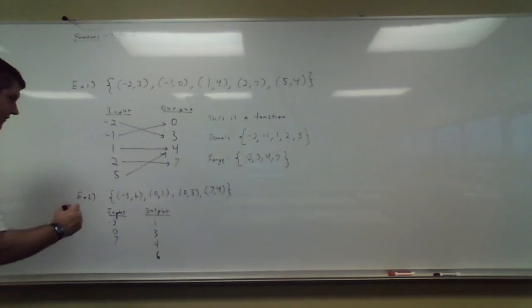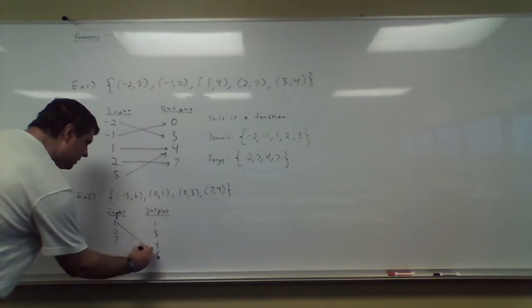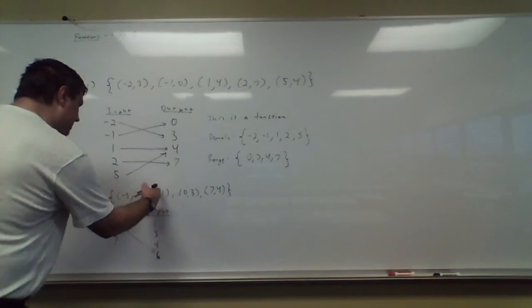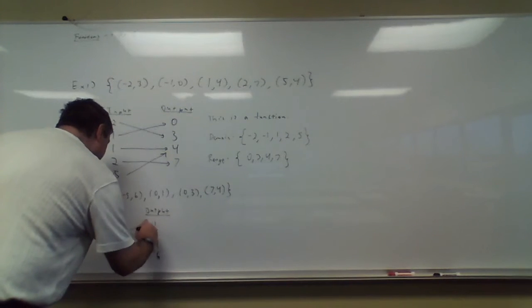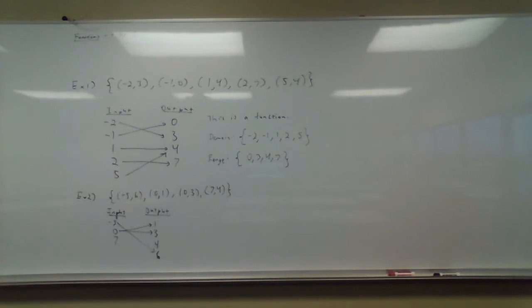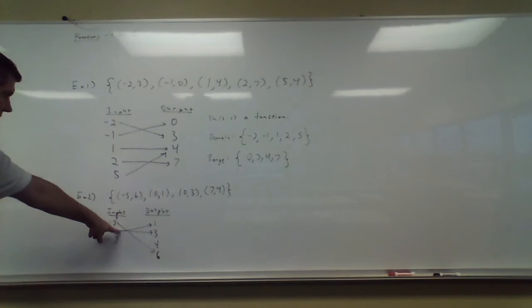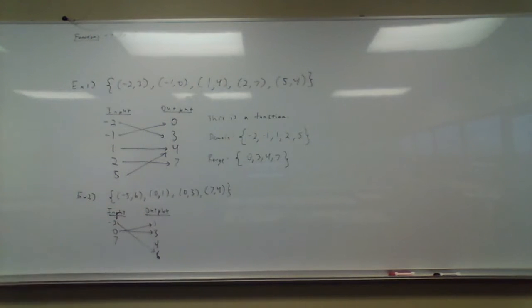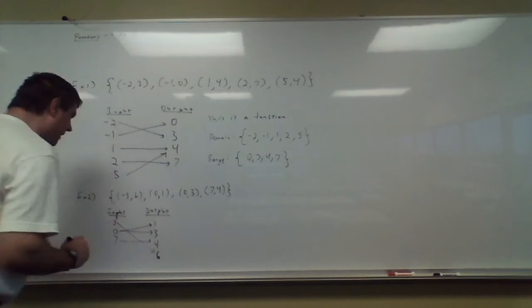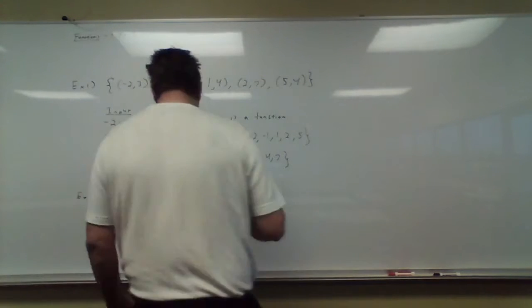All right, -5 is matched with 6. So far this is a function. 0 is mapped to 1. And then 0 is mapped to 3. This is not a function. That right there disqualifies us from being a function. This input has two outputs. All right, now 7 is mapped to 4, not that it matters at all. Okay? This is not a function.